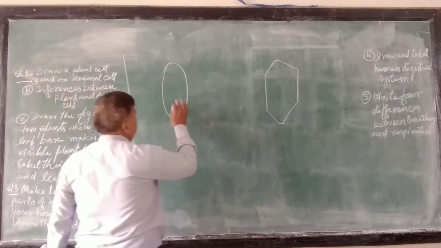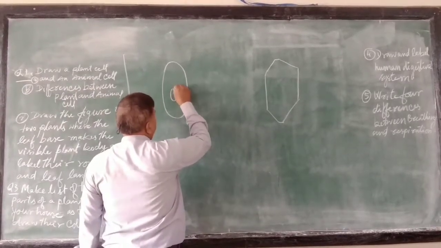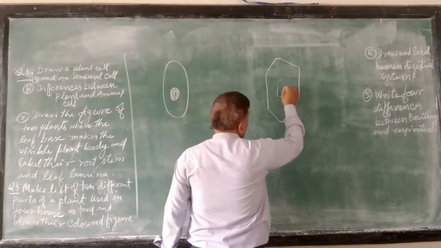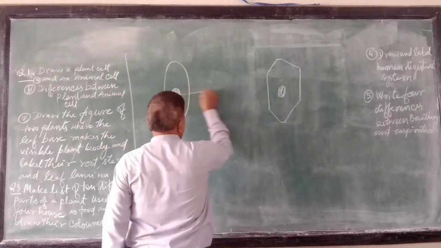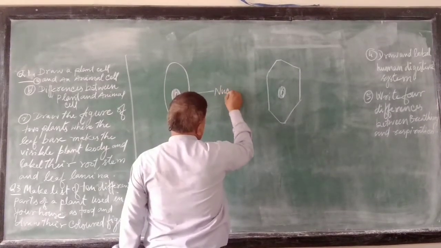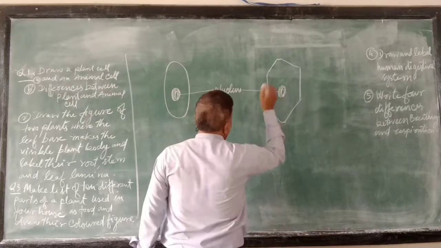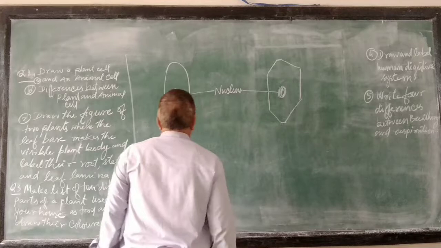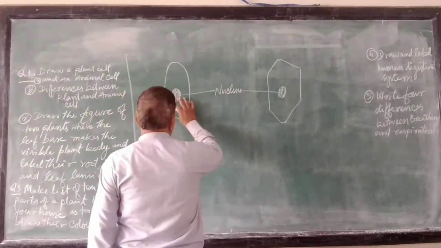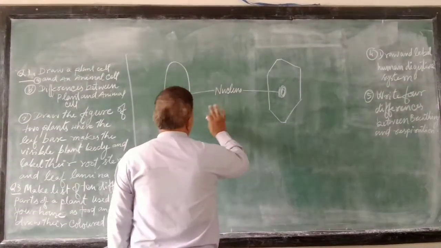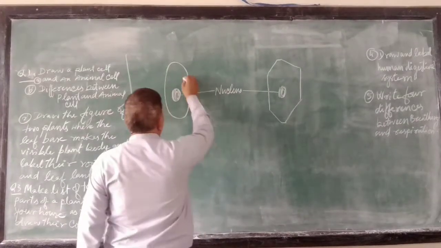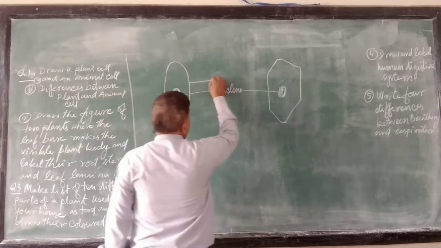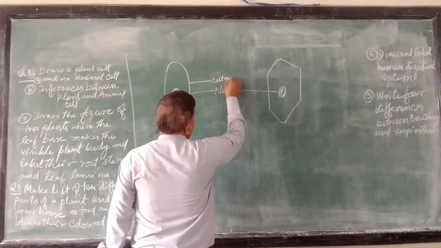Here you see the first, major prominent structure in a cell is the nucleus. So, you will draw the nucleus first. This is the nucleus, and you label it. The nucleus is present in both plant cell as well as animal cell. This will make the cell living when you write nucleus. Then, the outer part of the cell is the cell membrane.